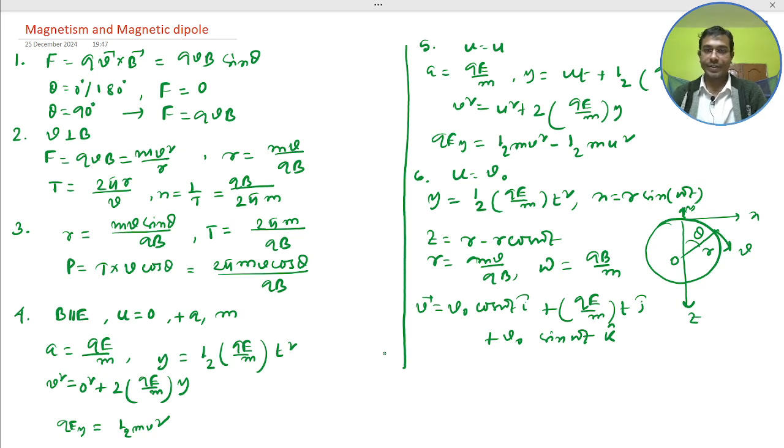So next, the force on a current carrying conductor placed in a magnetic field is F equal to I L cross B, which is written as I B L sin theta, where I means current.